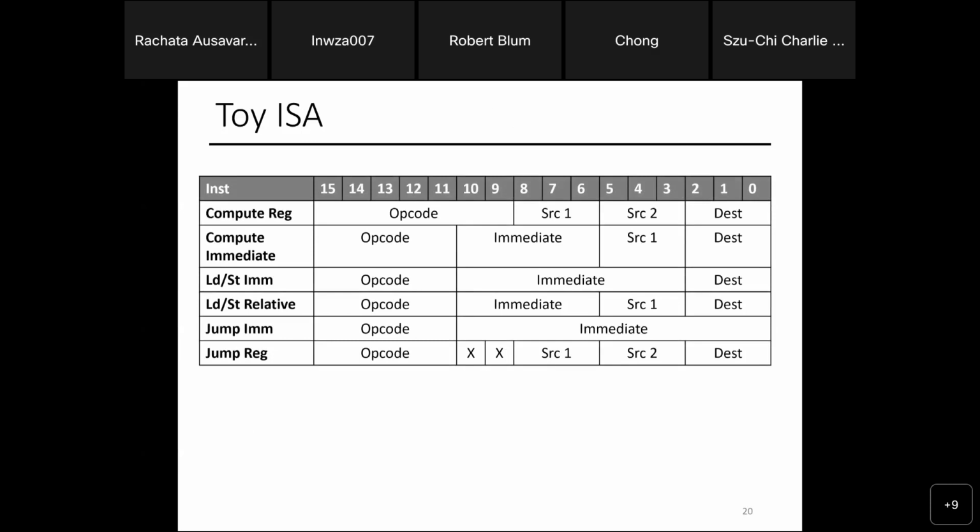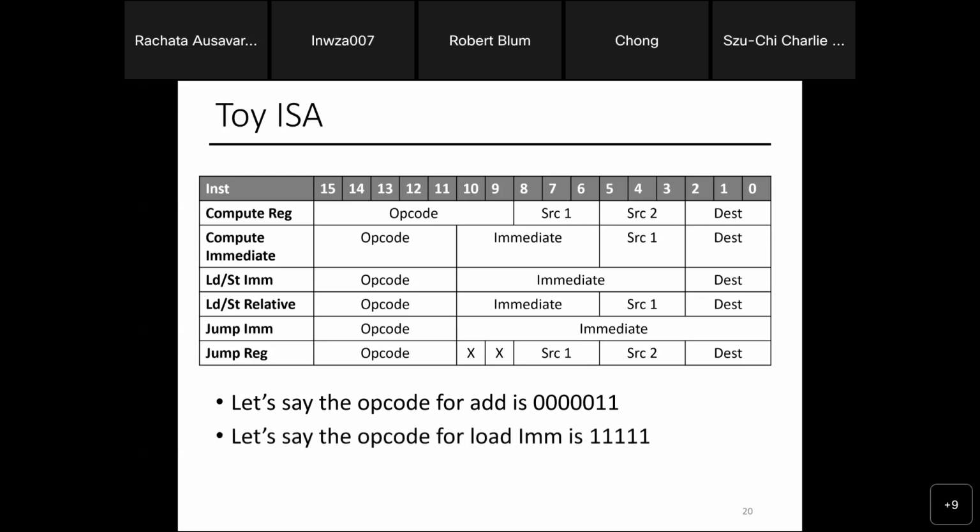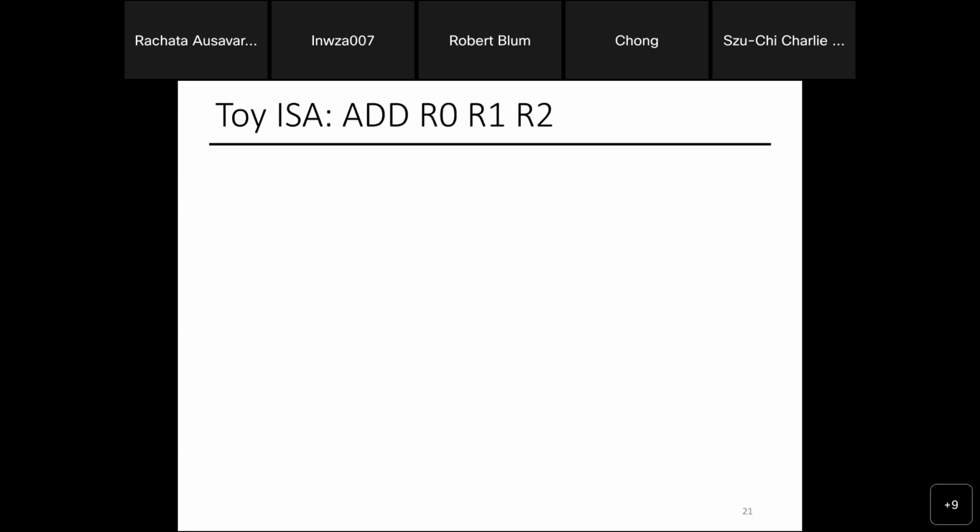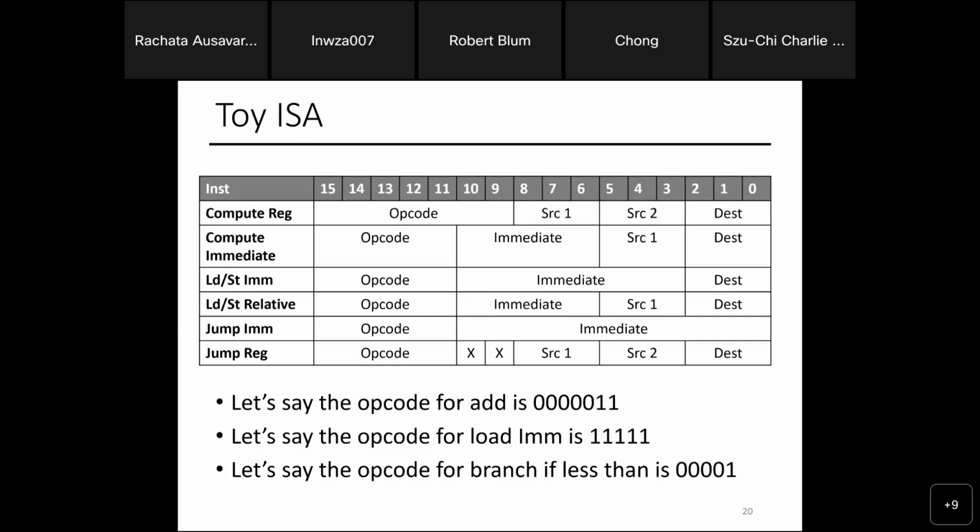So this is similar. Remember how we defined the ISA from the last lecture? Same thing here. So let's say the opcode for the add is 0000011. In this case, you can define your own opcode for each of the instructions. Any questions so far?